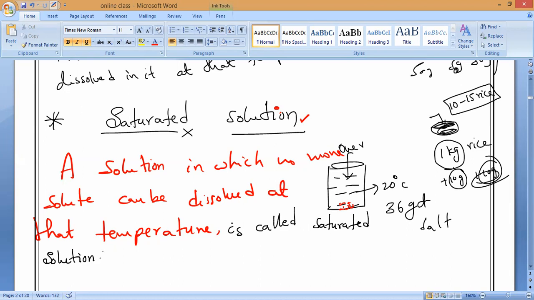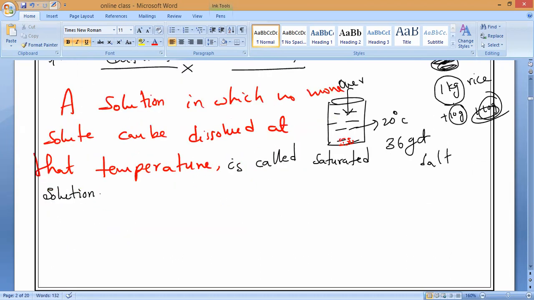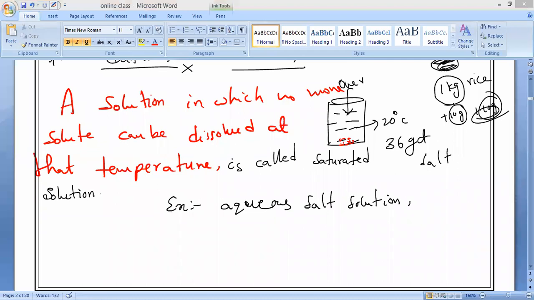Is it okay, guys? Have you understood? Yes, sir. Now, for example, if you take an aqueous salt solution, and if no more solute is dissolved, then it is called as what? Saturated or unsaturated? Saturated. That's all.